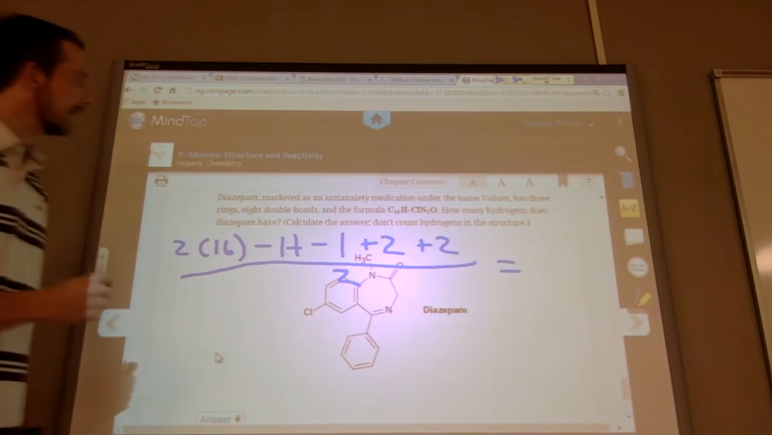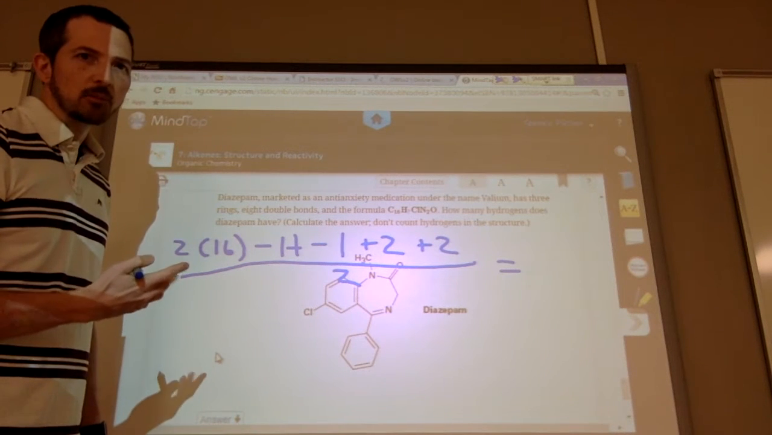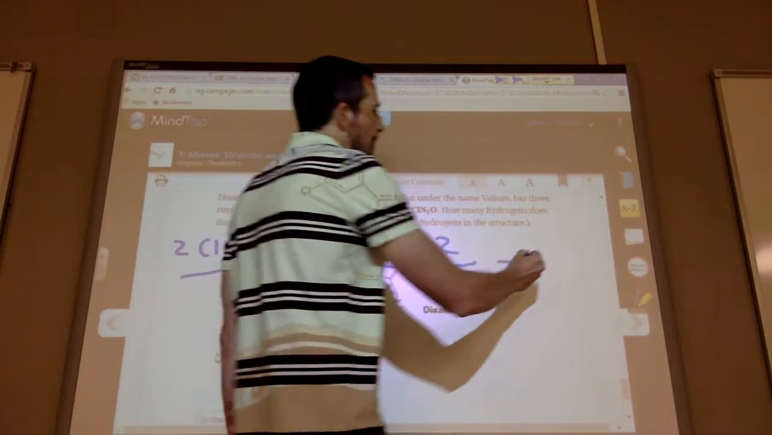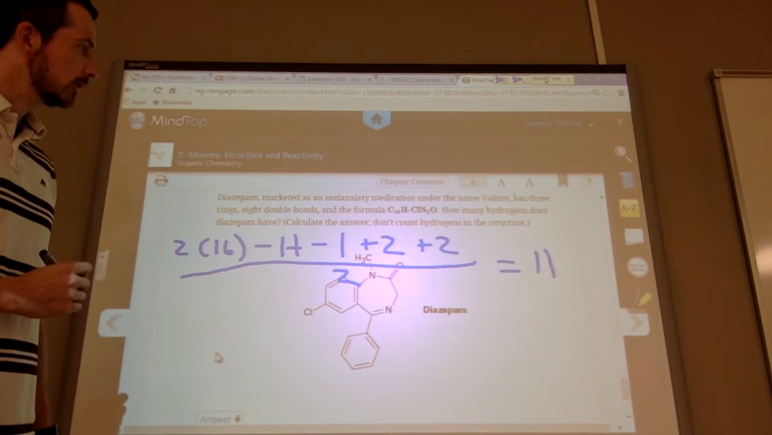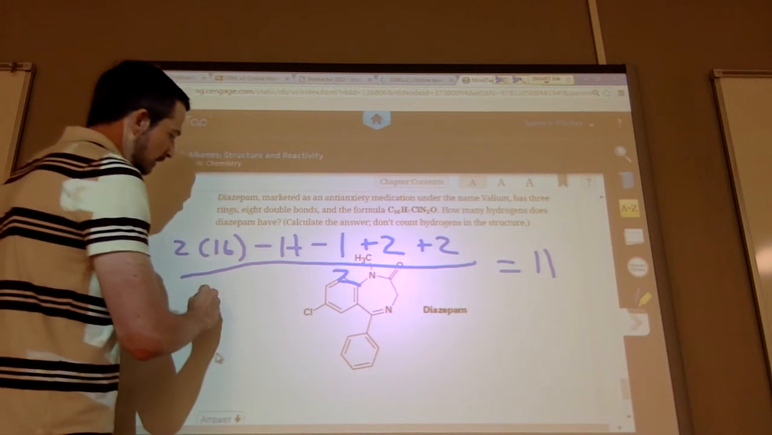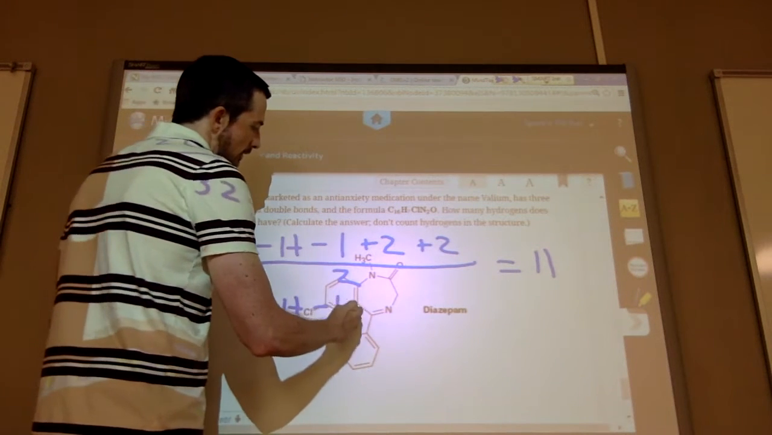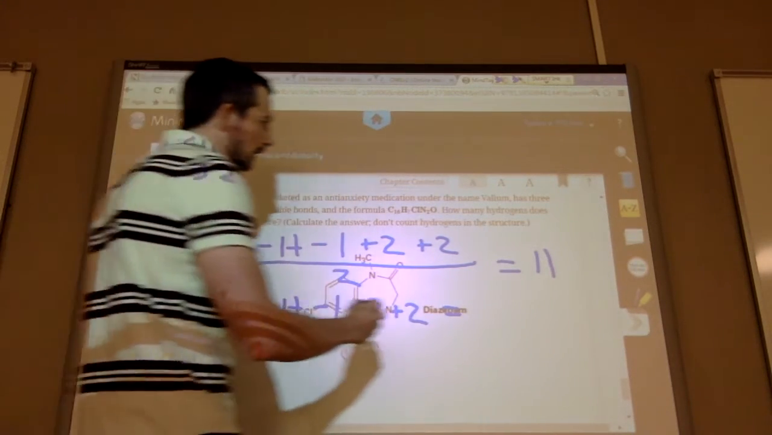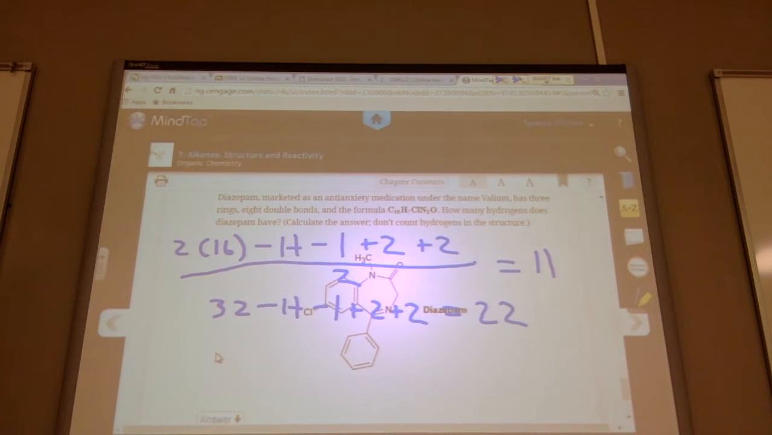And I know diazepam has 3 rings and 8 double bonds, so that's 8 pi bonds, so 3 plus 8, I should have an IHD of 11. So I'm going to set that equal to 11. So now I'm going to solve for my number of hydrogens. So I have 32, subtract hydrogens, multiply both sides by 2. Gather like terms on both sides.